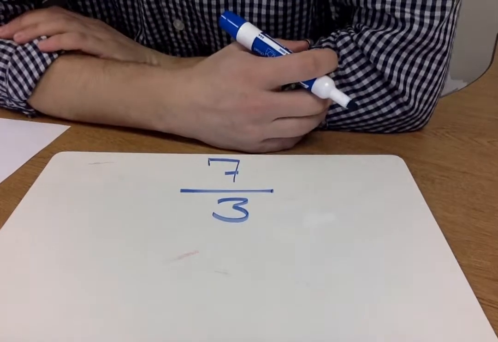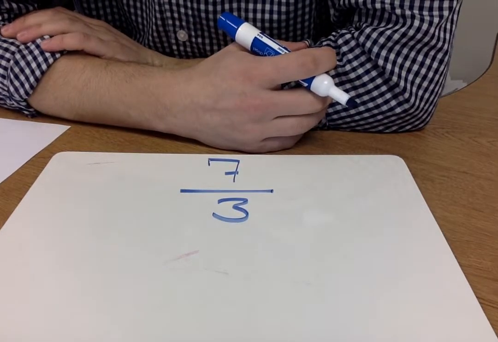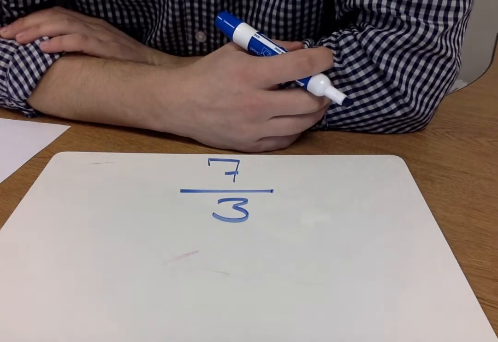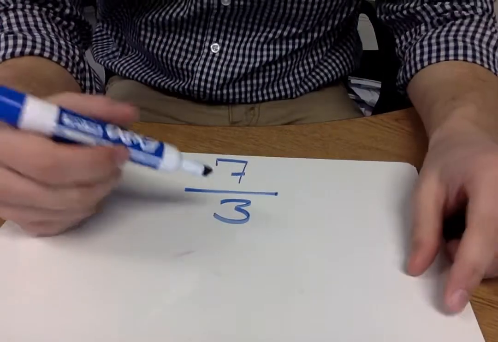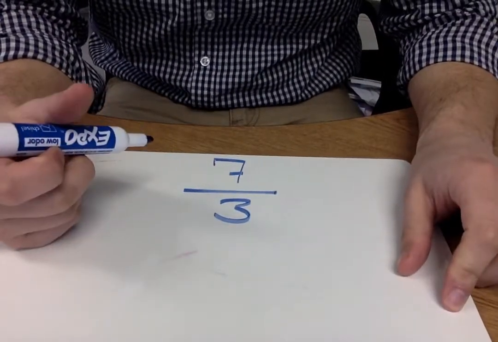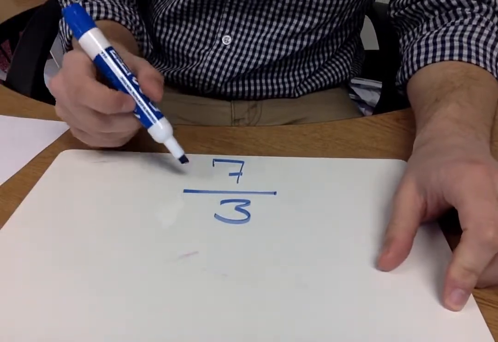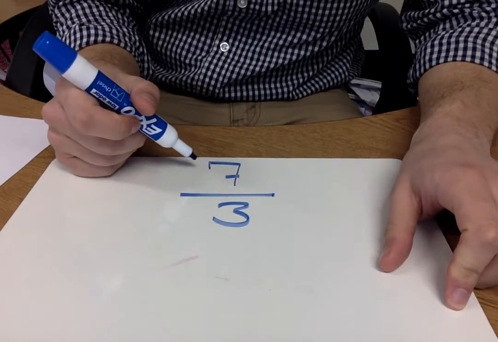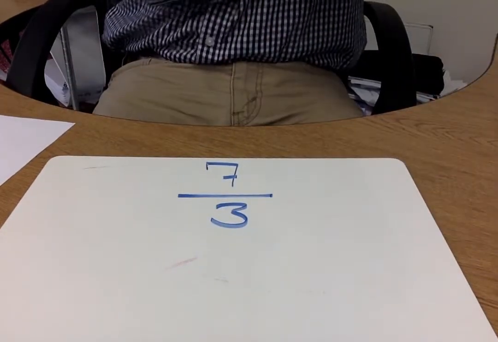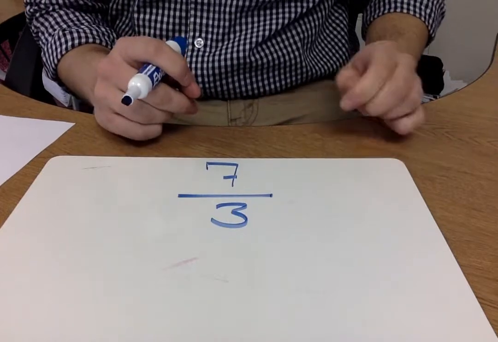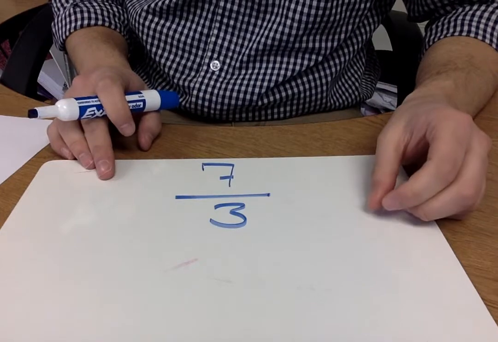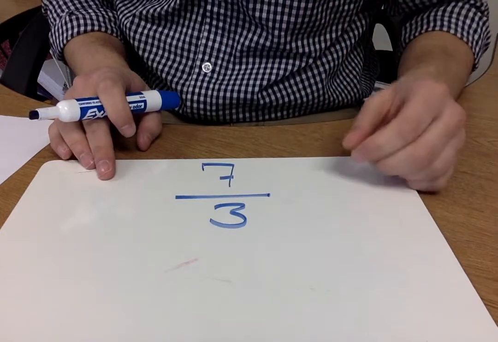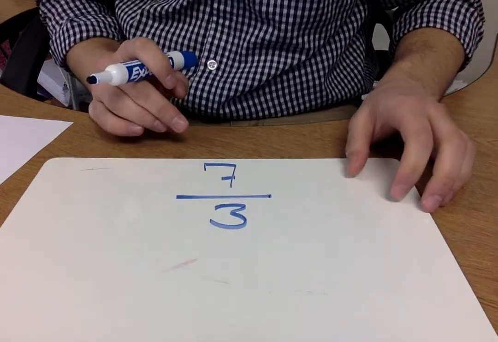Our learning target for today is I can decompose and compose fractions greater than 1 to express them as improper fractions or mixed numbers. So we're looking at the fraction 7/3, and we can notice immediately that our numerator is larger than our denominator, so our fraction is an improper fraction. And we need to figure out how we can turn this into a mixed number that is equivalent to 7/3.